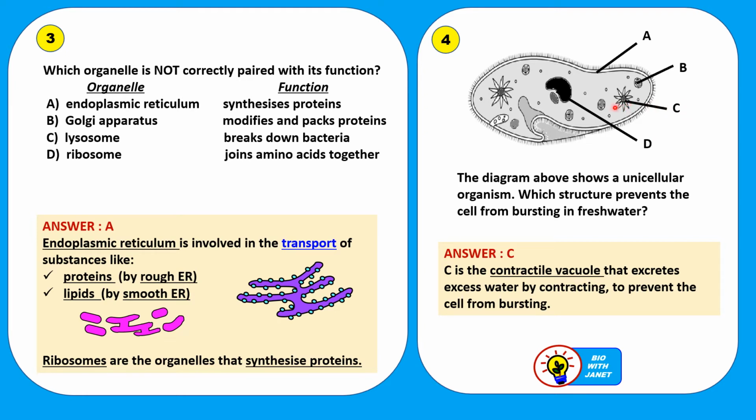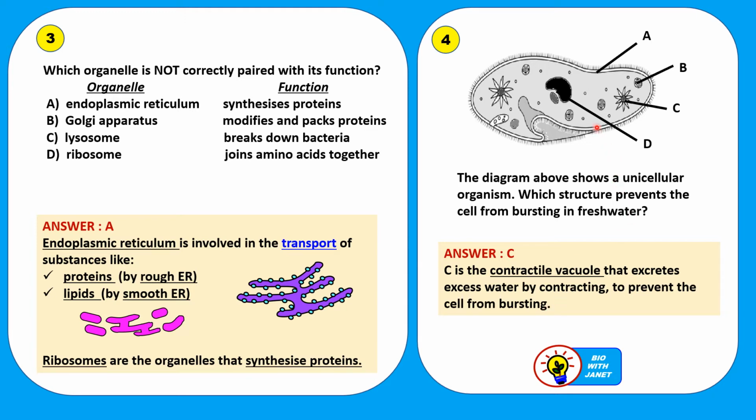As you can see from the pattern, the structure is shaped something like a flower. So you can identify it as the contractile vacuole in Paramecium species. So this cell is the Paramecium species cell. Now, what does the contractile vacuole do? It excretes excess water by contracting, and when it contracts, the excess water is removed from the cell. It's excreted to prevent the cell from bursting due to excess water.